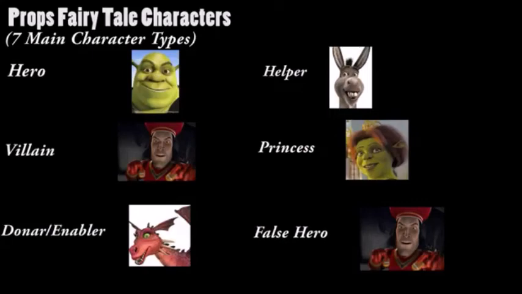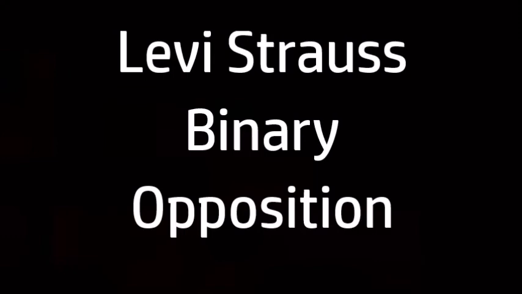However, Shrek and Fiona fall in love. And the last one, which is the dispatcher, is also Lord Farquaad, as he is the one who sent Shrek on the quest. Finally, the last thing to talk about is Levi Strauss's binary opposition.